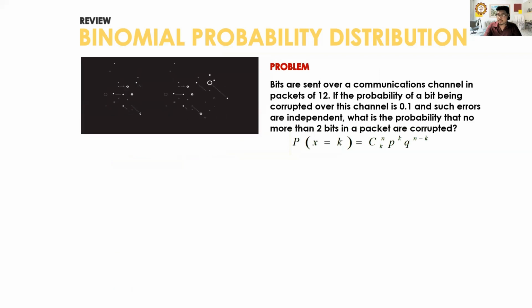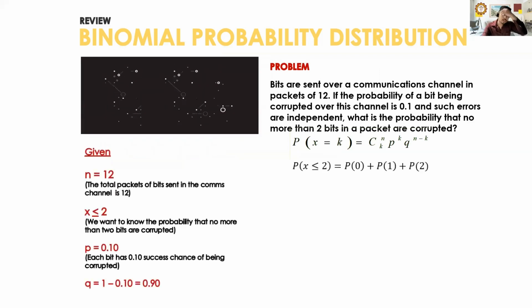Let's have another example of binomial probability distribution. Bits are sent over a communications channel in packets of 12. If the probability of a bit being corrupted over this channel is 0.1 and such errors are independent of each other, what is the probability that no more than 2 bits in a packet are corrupted?